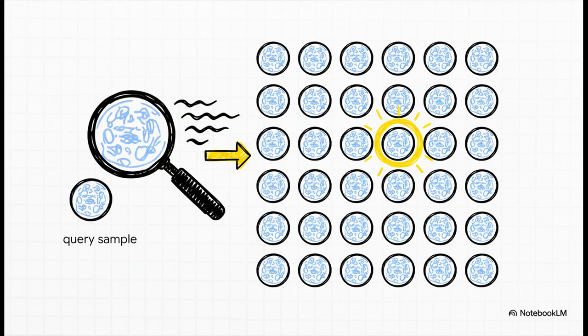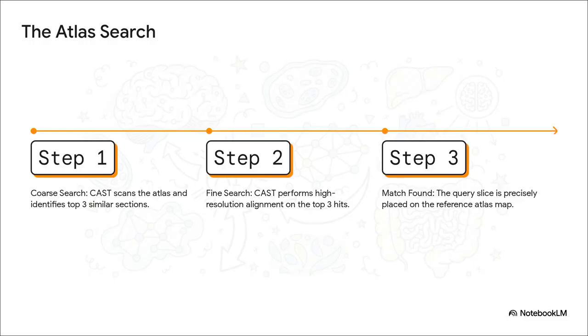Well, with CAST, you can take a molecular snapshot of that little piece and use it like a search query. CAST then scans a huge reference atlas that's made up of hundreds of different brain slices. And in this two-step search, it first narrows it down to the most likely locations, and then it does a super high-resolution alignment to find the single best match. It's literally like finding the exact spot for one puzzle piece in a 10,000-piece puzzle. It's incredible.